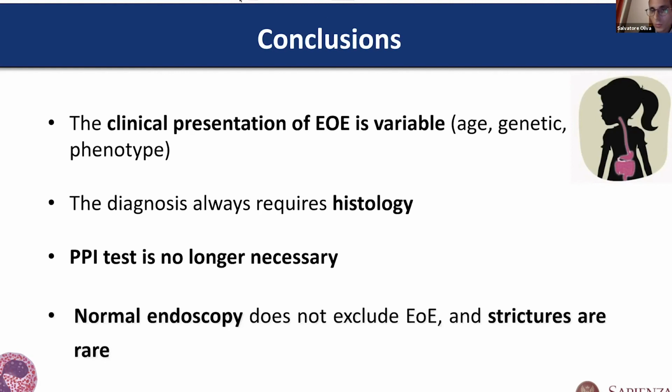But it is important to know that a normal endoscopy does not exclude EoE. EoE can be excluded only after a histological examination. Hopefully there are few strictures in children, because many children have an inflammatory disease, but it is important to know that strictures can be found later in life. So it is important to treat the disease in an appropriate way, and to diagnose the disease early in life to avoid complications that can happen in adult age.